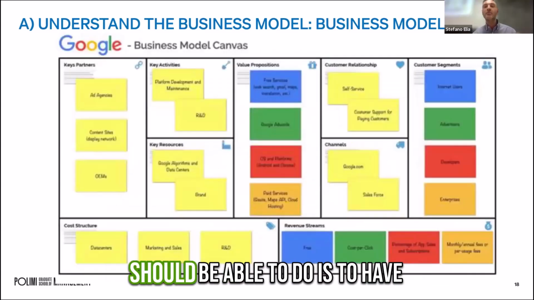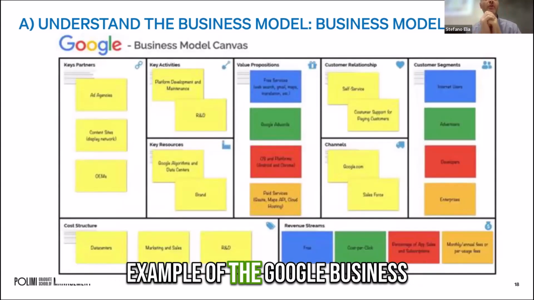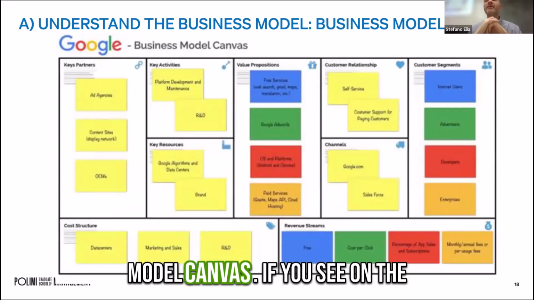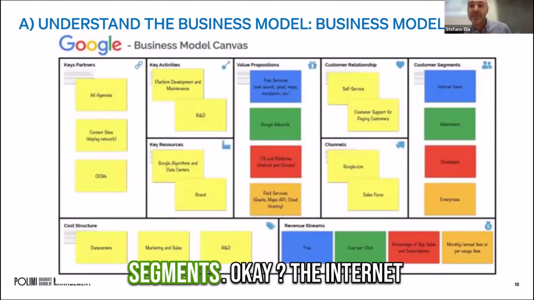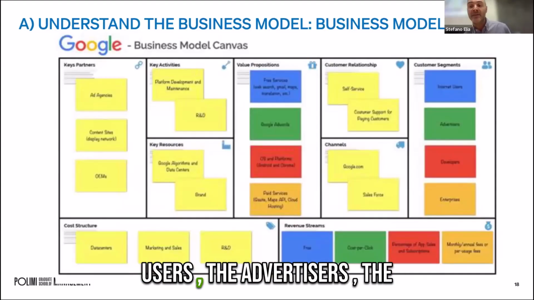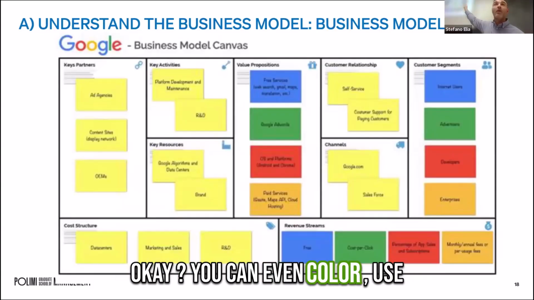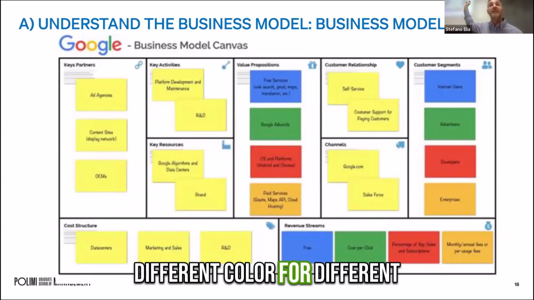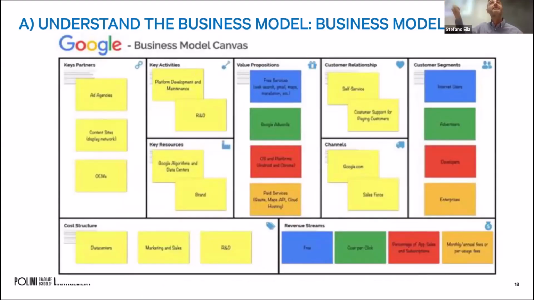At the end, what you should be able to do is to have something like that one. This is the example of the Google business model canvas. If you see on the right, we have different customer segments: the internet users, the advertisers, the developers, and the enterprises. You can even use different colors for different customer segments and use the same color across the different sections.